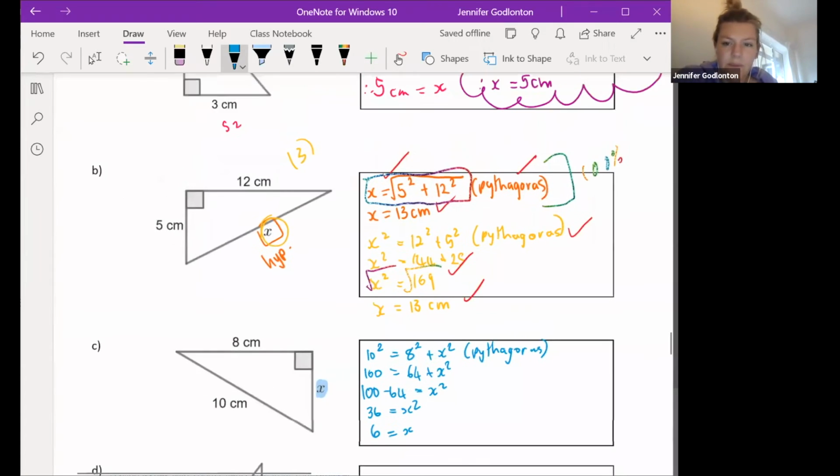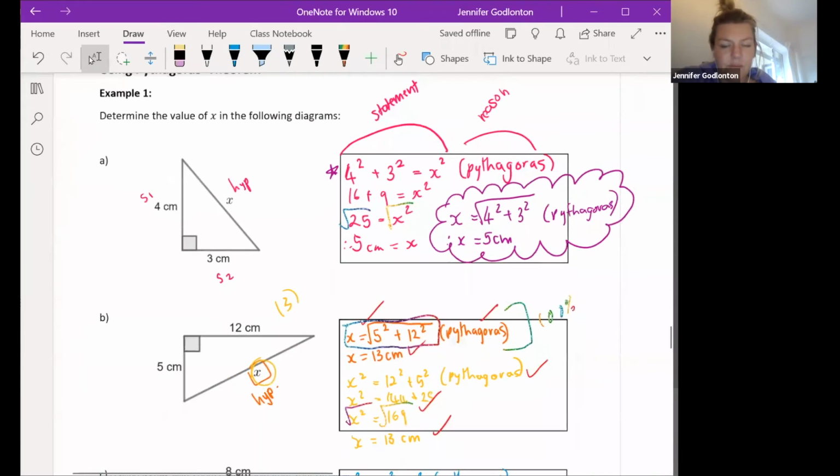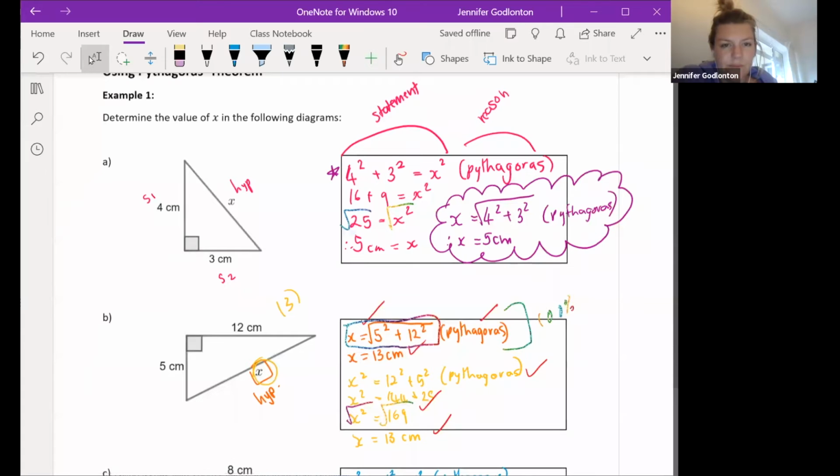Yeah, I can scroll up. Take a quick screenshot. Okay.